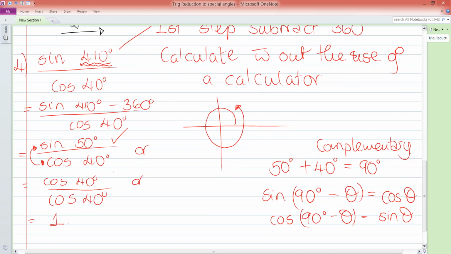Now, we could have also, another way of doing it, right? Instead of changing the sine 50 to cos 40, I could have changed the cos 40, right? Keep the sine 50 at the top, then you change the denominator to sine 50. And look, you get the same answer as well. Okay, good question.